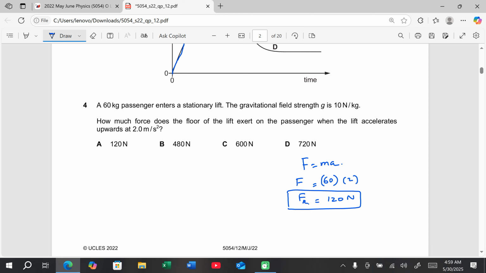Now we need to find out the force the lift exerts on the passenger. So the force exerted by the lift minus the force exerted by the passenger, which is the weight of the passenger, should be equal to the resultant force. This is what we need to find out. We can apply W equals mg for the weight, and the resultant force we have calculated already, so this is going to go and add up here, so that's 720 Newton.